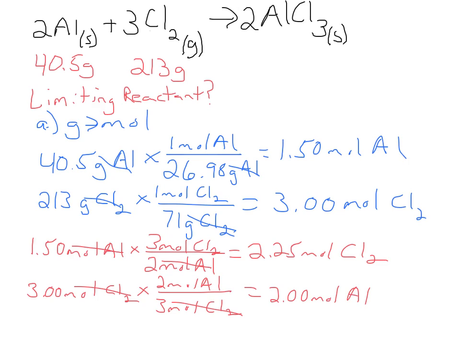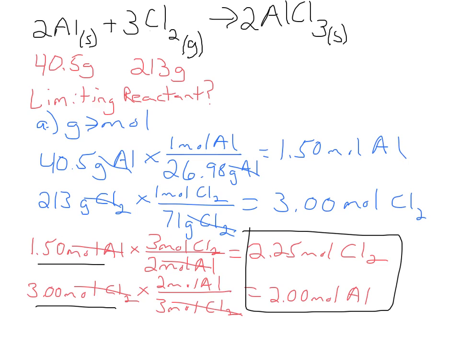So what I want to point out now is that these values, the 2.25 moles of chloride gas and 2.00 moles of aluminum, is what we can theoretically produce if we start with either aluminum or chloride. So we can identify which is limiting if we compare to what we're given, which was back up here, to what we actually have, which is down here. Or I'm sorry, this is what we have versus what we need.